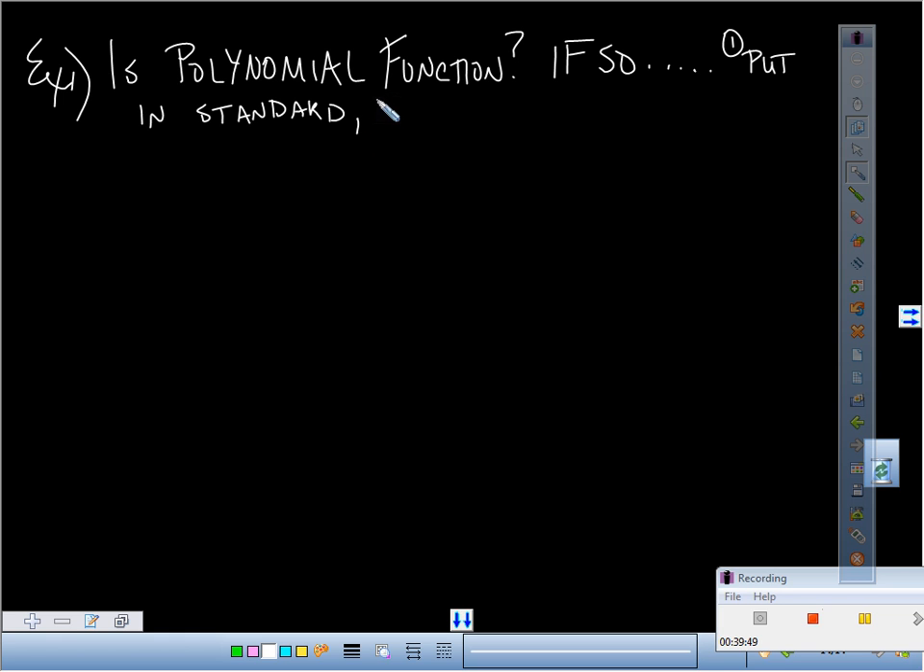The next thing I want you to do, 2, is state the degree. Now what is that again? How do I find the degree of a polynomial? The highest exponent. Oh, so we just put him first. That shouldn't be too hard, right?